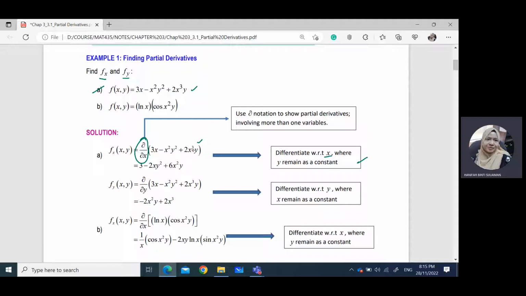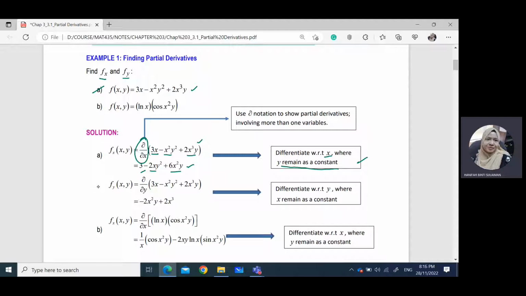Okay, so as I mentioned before, when we differentiate with respect to x, y remains a constant. So y will be a constant. So we differentiate with respect to x on this function. The derivative with respect to x of 3x is 3. The derivative with respect to x of negative x squared y squared is negative 2xy squared. And the derivative with respect to x of 2x cubed y is 6x squared y. Therefore, the answer here is 3 minus 2xy squared plus 6x squared y. Okay, so y will be a constant.